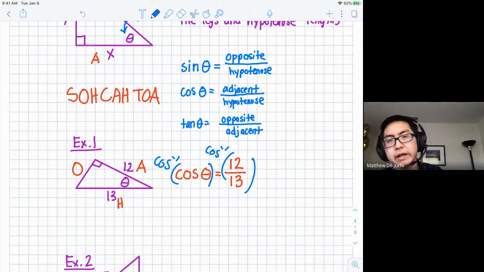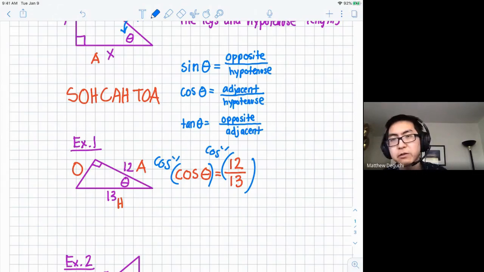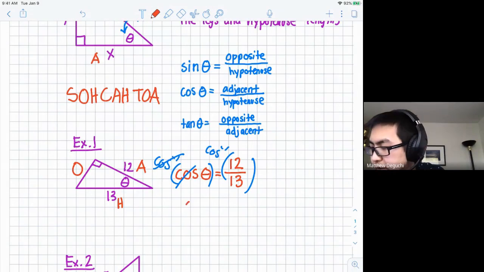So what cosine inverse does, if you recall inverse from before, inverse undoes whatever the function does, right? So with cosine inverse, these are going to cancel. So then we just have theta is equal to cosine inverse of 12 over 13.